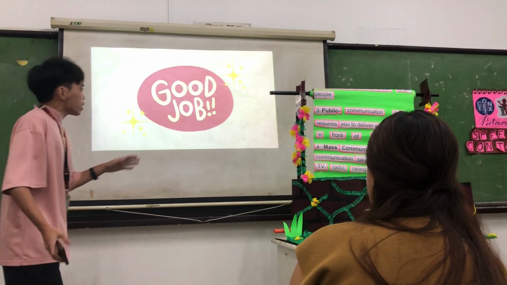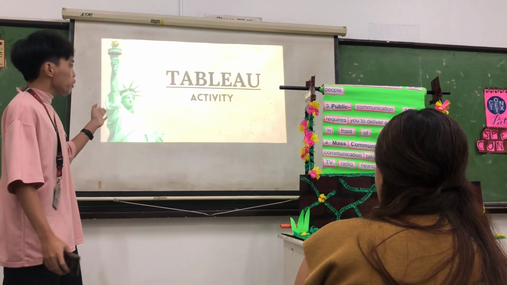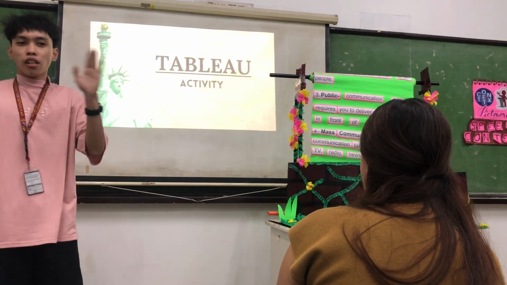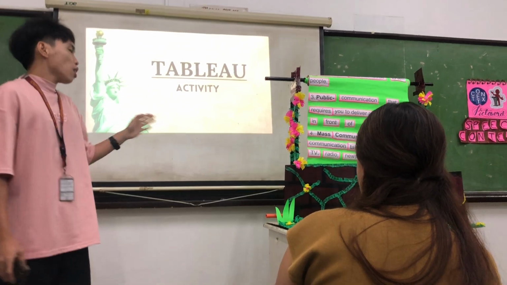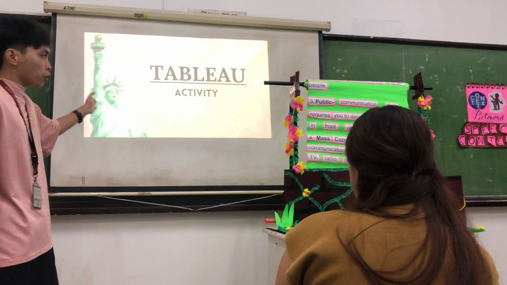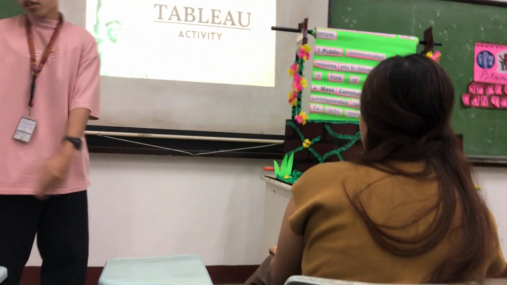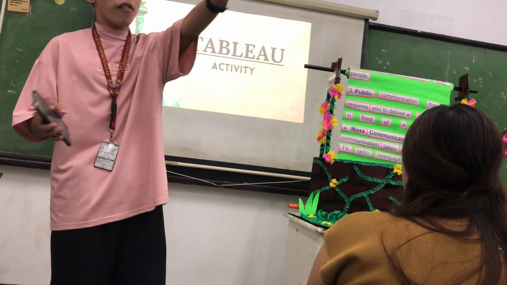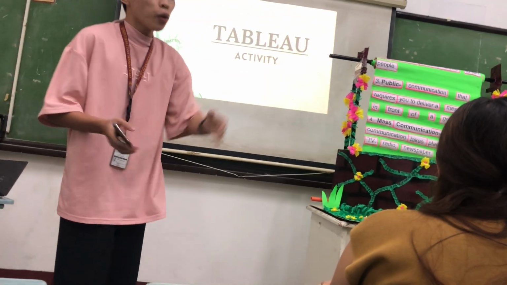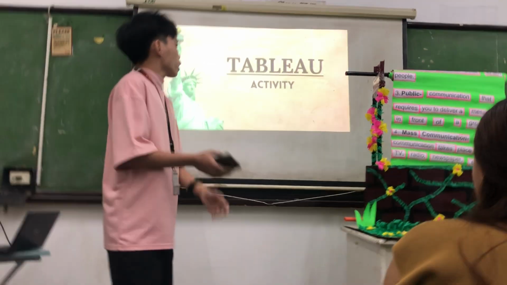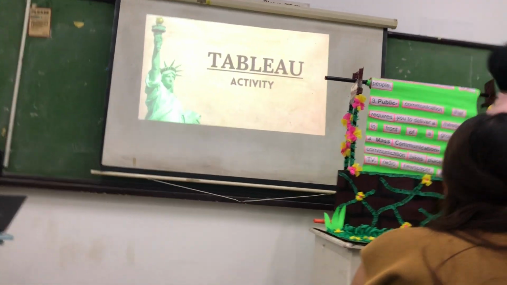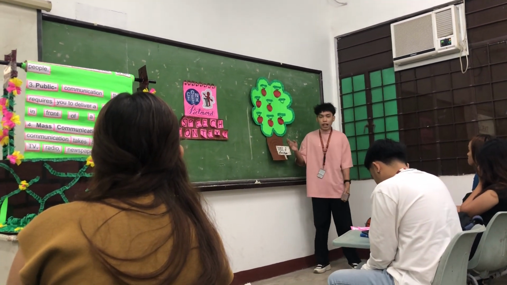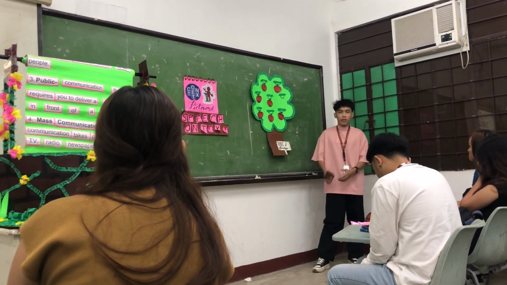Okay. So this activity is called tableau. What you're gonna do is you will have to act scenarios based on the picture that will be presented here later. So this will be group 1, group 2, 3, 4, 5, 6, 7, and 8. So are you guys following? Yes. Okay.